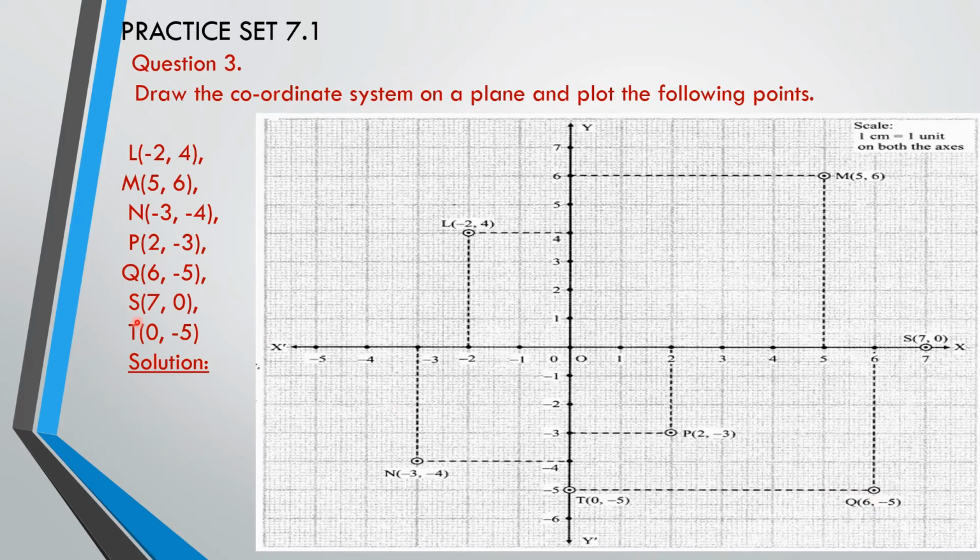And next one is S of 7 and 0. That is, the x coordinate is 7 and the y coordinate is 0. If the y coordinate is 0, the point lies on the x-axis. And T of 0 and negative 5. The x coordinate is 0 and the y coordinate is negative 5. Below zero on the y-axis are negative numbers. Therefore, the point lies on the y-axis.